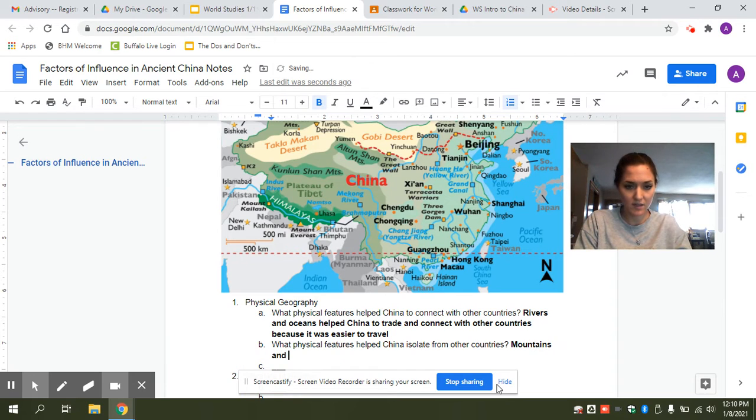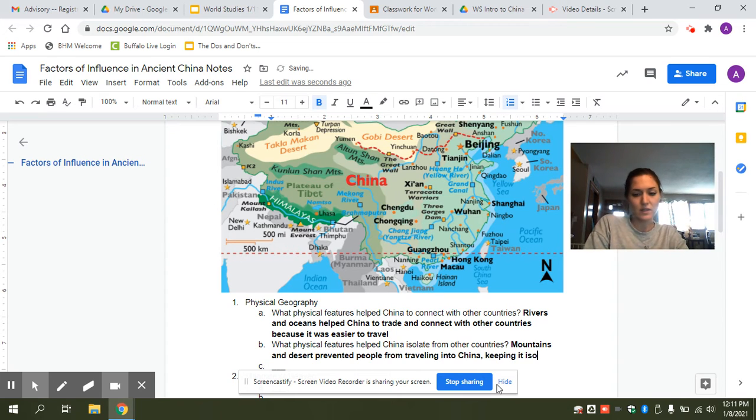Mountains and desert prevented people from traveling into China, keeping it isolated. Go ahead and put the video on pause if you need more time to write that down. So there are two ways that those physical features helped China connect and stay isolated from other countries.